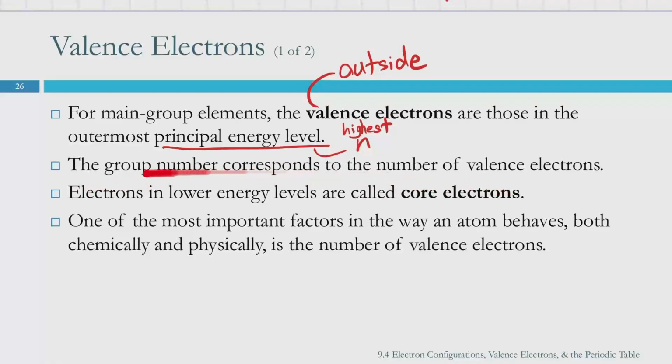The group number, groups are columns on our periodic table, corresponds to the number of valence electrons. And we're talking about the A designation. So 1A, 2A, 3A, etc. This corresponds to the number of valence electrons. So the number within the main group: 1, 2, skip a few, all of our transition metals. Then we're on the aluminum group, that's 3. Then 4, 5, 6, 7, 8. Noble gases are 8. So that's the number of valence electrons that we have.